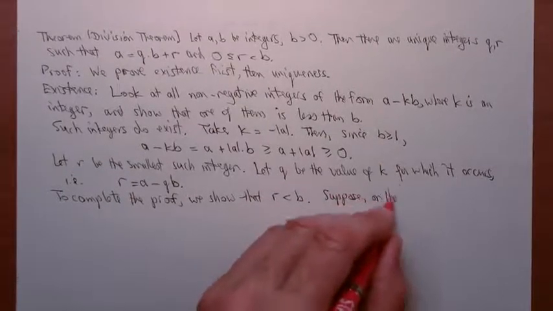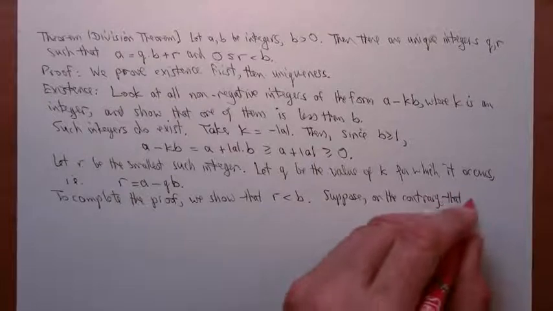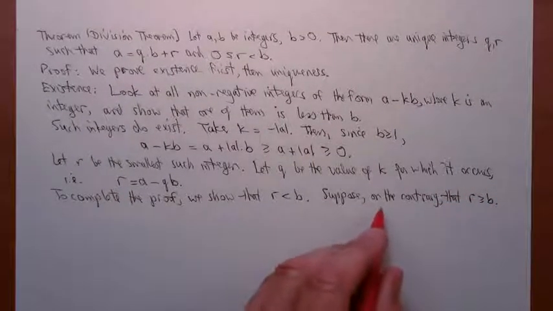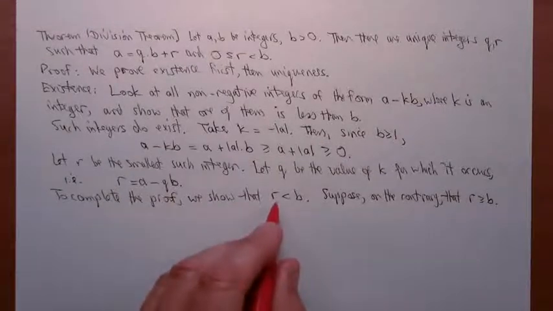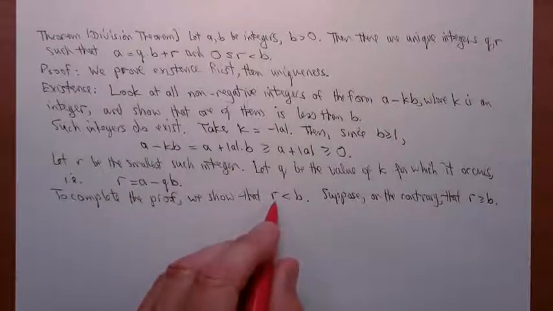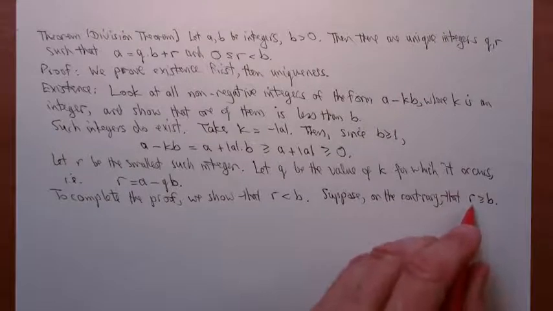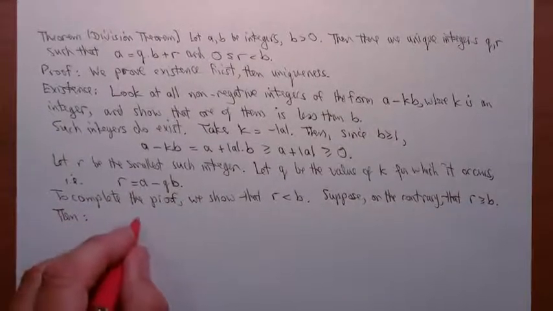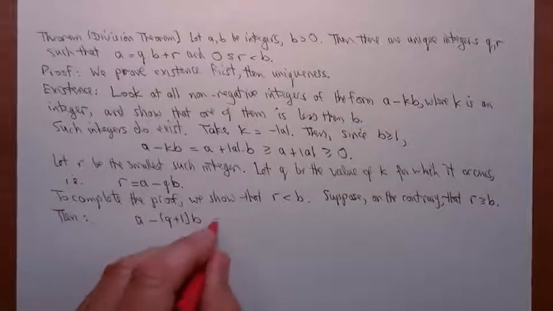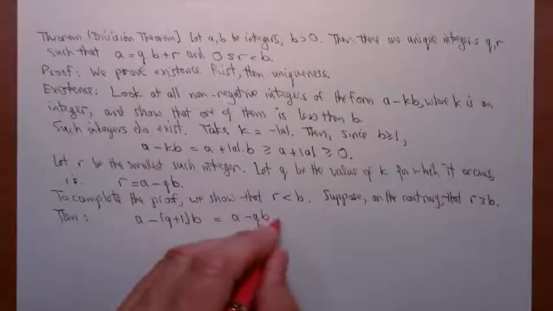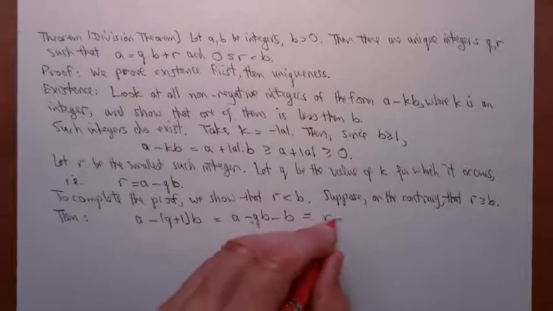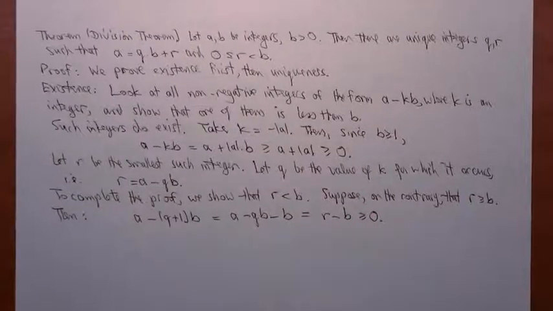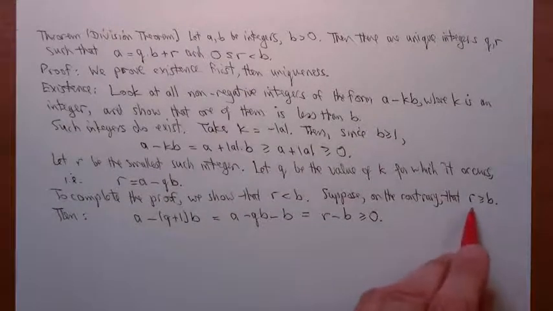Well, suppose, on the contrary, that r is greater than or equal to b. In other words, I'm now going to use proof by contradiction to show that r is less than b. Well, if r is greater than or equal to b, then a minus (q plus 1)b equals a minus qb minus b, which equals r minus b, which is greater than or equal to 0 by virtue of this assumption.